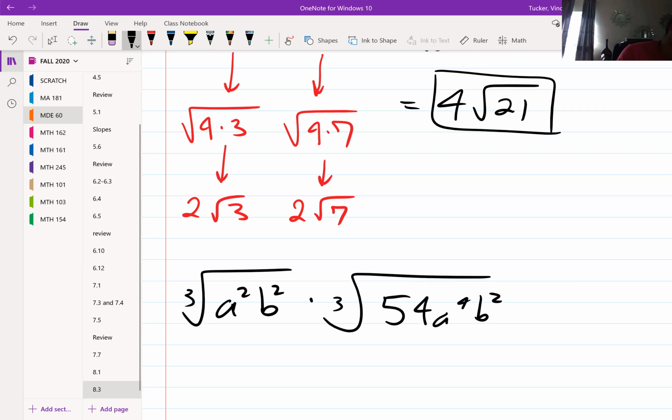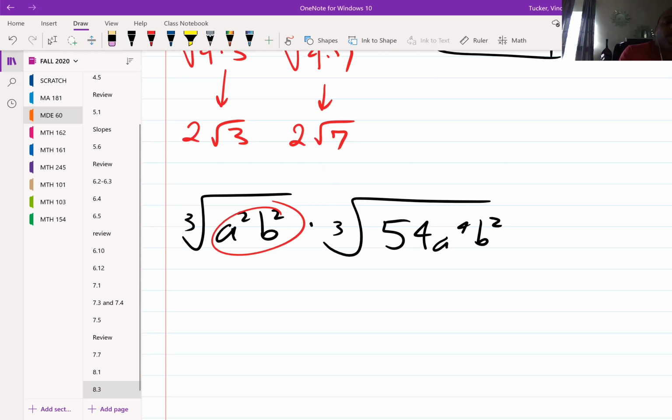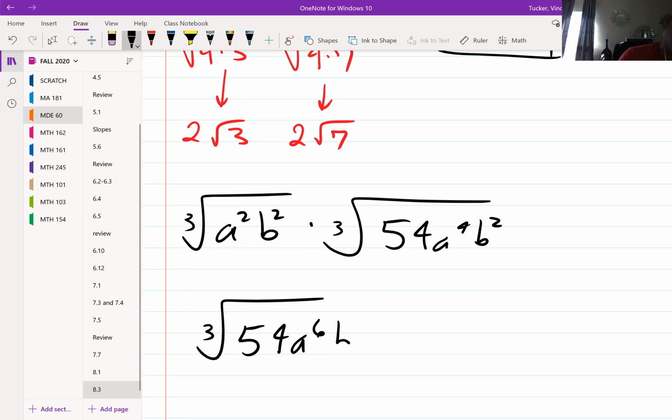All right, here we have the cube root of a squared b squared, times the cube root of 54 a to the 4th b squared. Now here, since I can't simplify this any, I will go ahead and combine it with this expression over here. Remember, whenever you're multiplying like bases, all you're doing is adding your exponents. So multiplying these together will give you the result of 54 a to the 6th b to the 4th.